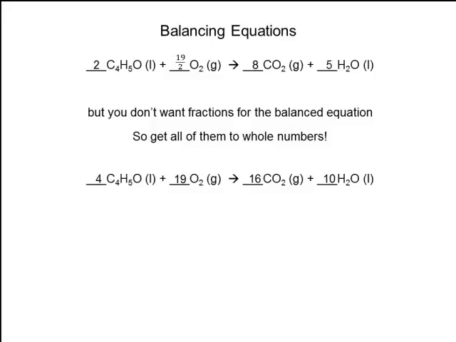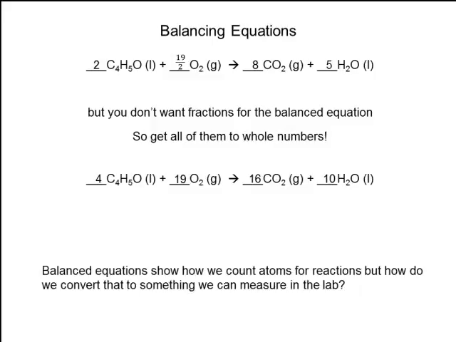Once we're done with all this, we should check our values. So I've got 16 carbons on my reactant side, 16 carbons on my product side. I've got 20 hydrogens on my reactant side, 20 hydrogens on my product side. I've got 4 times 1, that's 4, plus 19 times 2, that's 38. So I have 38 plus 4 is 42 oxygens on my reactant side. Product side, I have 16 times 2, which is 32, plus 10 times 1, so that's 42. So that's how we're going to get these balanced equations.